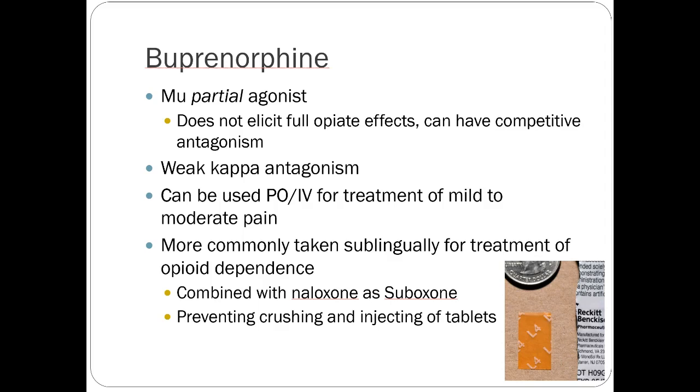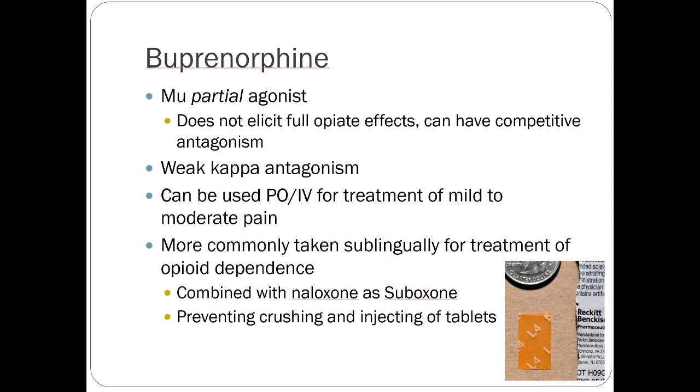And buprenorphine itself doesn't cause a substantial high effect, maybe a little bit of euphoria when taken in excess, but when used at controlled doses, it hits your receptors, gives you some pain control, it might give you a little mild euphoria, but that's about it.